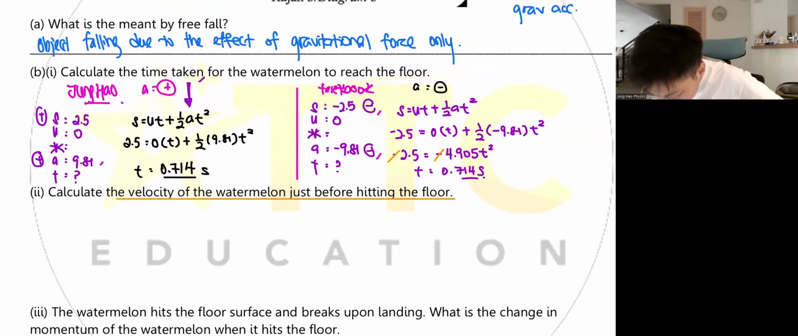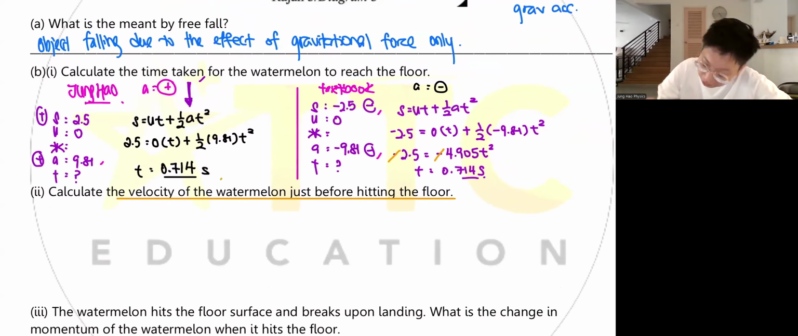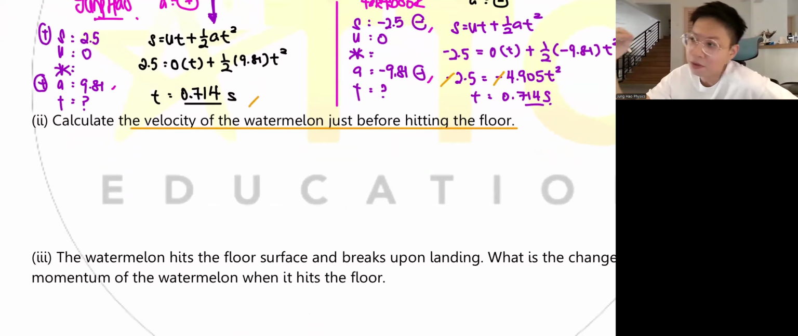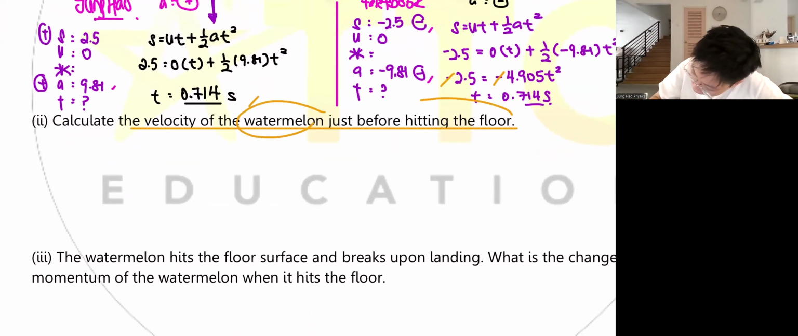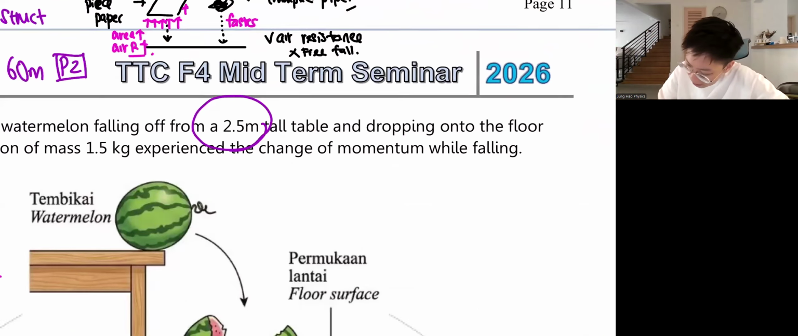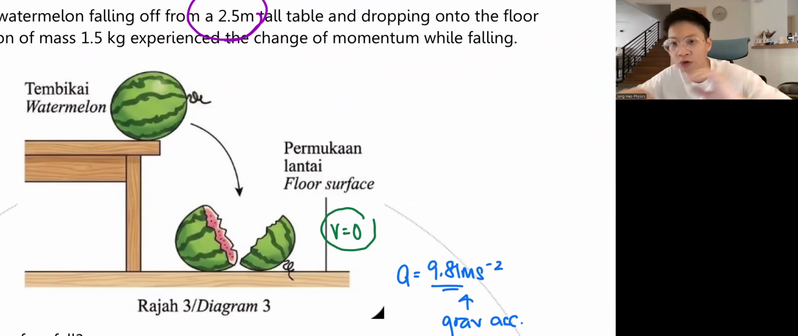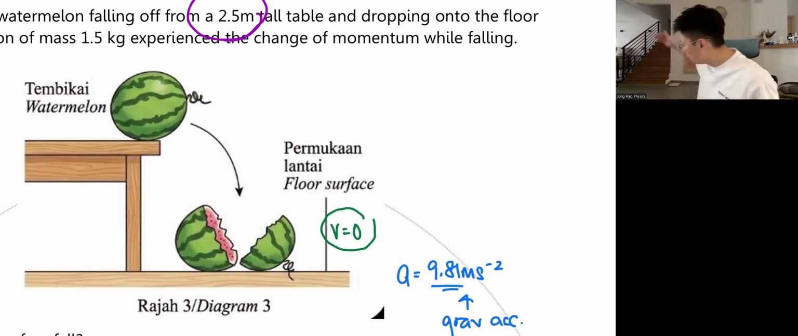Calculate the velocity of the watermelon just before hitting the floor. Guys, we already have the time taken now. Sometimes some students will ask me this question: teacher, the watermelon before hitting the floor, when the watermelon hits the floor, can I say that the velocity is 0? Yes or no? If something hits the floor, what is the velocity? Velocity is 0, teacher, because it lands on the floor, it doesn't move already, right?